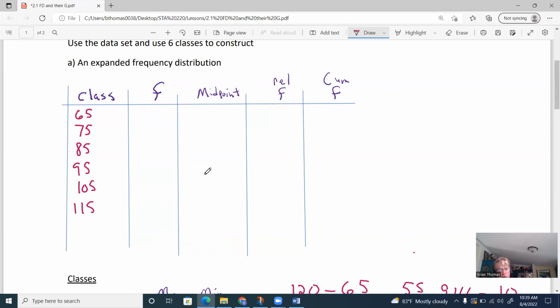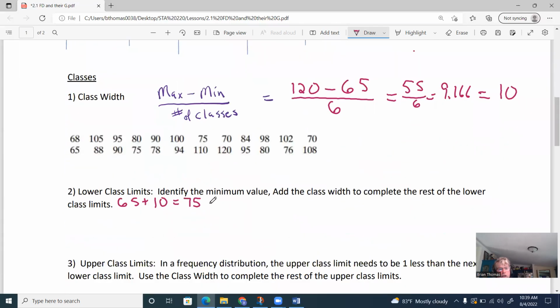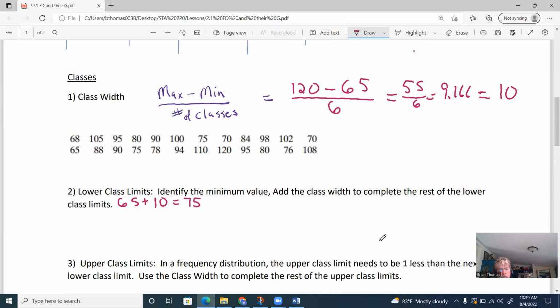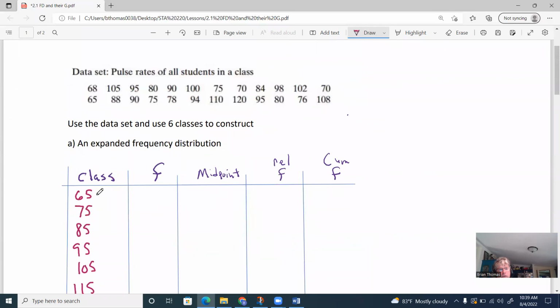So I'm building my classes as I go along. I would have 75 and then 85, so forth and so on. The upper class limit in a frequency distribution needs to be 1 less than the next lower class limit. Then we use the class width to complete the rest of the upper class limits. Since the next lower limit is 75, my next upper limit has to be 74. It's got to be 1 less. They can't actually touch.